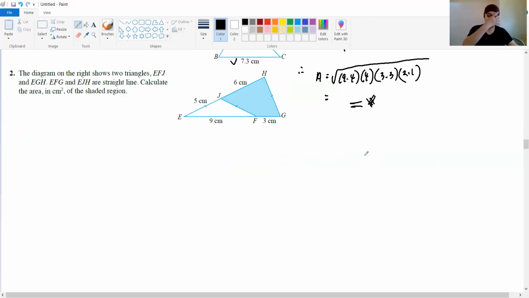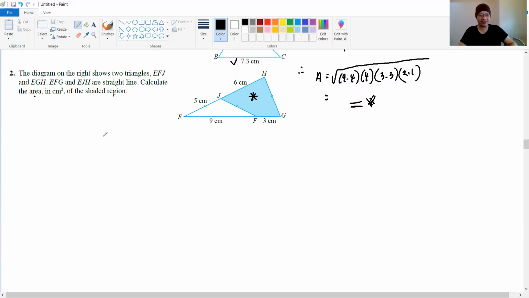How about the second question? We want to find the area of the shaded region. We have a big triangle and a small unshaded triangle. So we can find the shaded region by finding the big area first, and then deducting the small unshaded triangle. The balance will be the shaded region area.